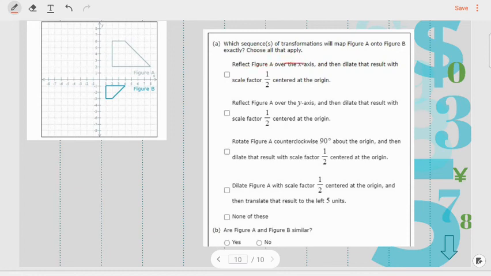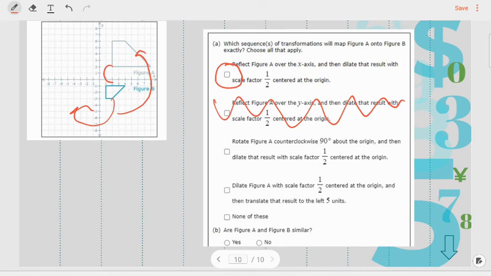So the first one says it reflects over the x-axis and then dilates. So it does kind of look like it flips, and it does shrink, and it should get closer to the x-axis. I'm going to keep this one in mind. I'm going to just maybe cross out some of the obvious no's. The next one says it flips over the y-axis and then dilates, so that's an obvious no. And the next one says rotates 90 degrees counterclockwise. So it does end up in the right quadrant, but remember, it needs to turn 90 degrees. So this length right here should be 90 degrees from the original. So not this option, that one's out.